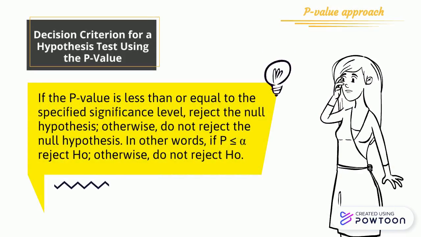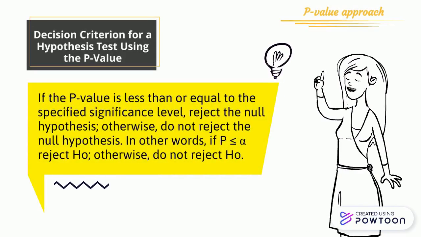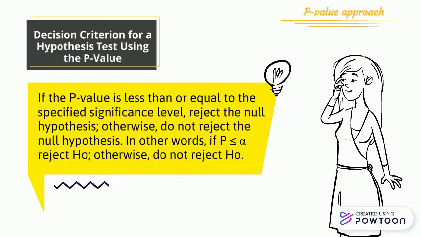Decision criterion for a hypothesis test using the p-value. If the p-value is less than or equal to the specified significance level, reject the null hypothesis, otherwise do not reject the null hypothesis.